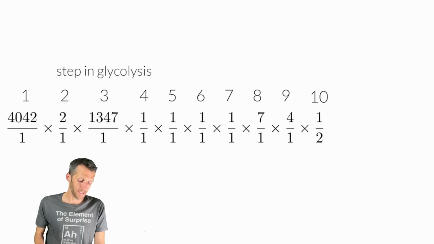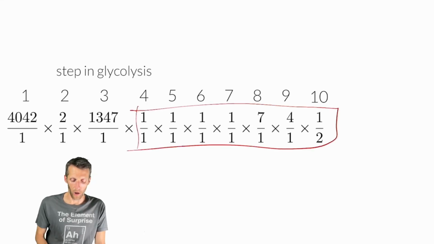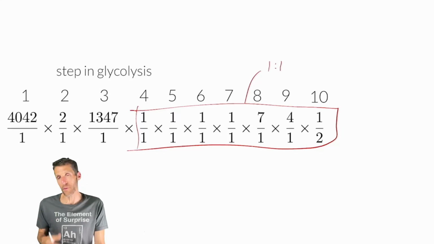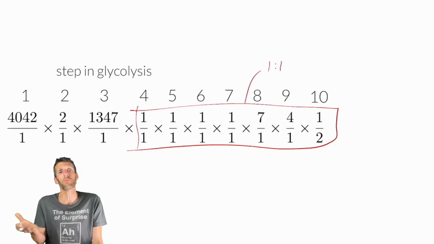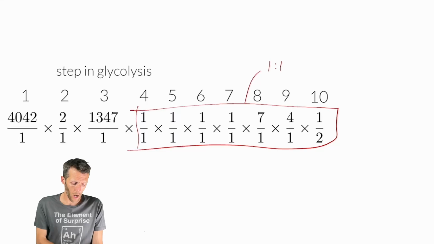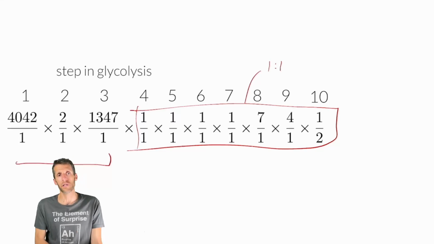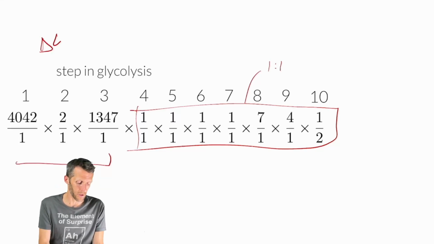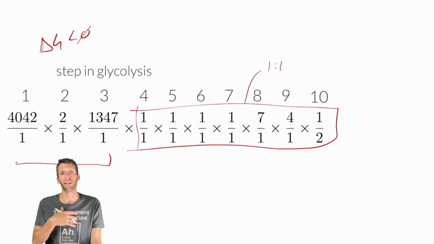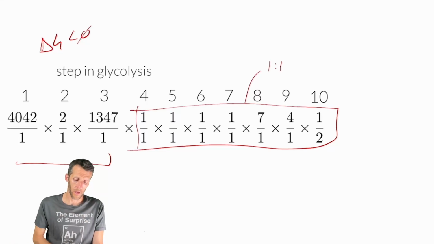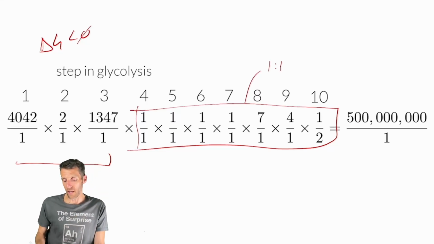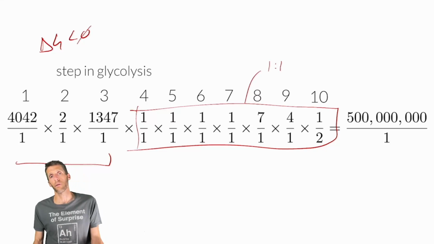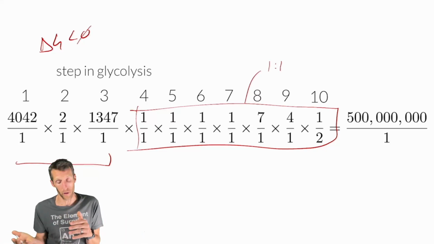The pattern that I see is, man, all of those are basically 1-to-1. I mean, sure, 7-to-1 or whatever, but they're pretty close, right? There's not a huge bias one way or the other. And then we've got a couple up here that are still negative. They have a delta G less than 0. They're favorable going forward. The other thing we might do is multiply them together, and what we see is this is 500 million to 1 favoring, so it's still very favorable to go forward.